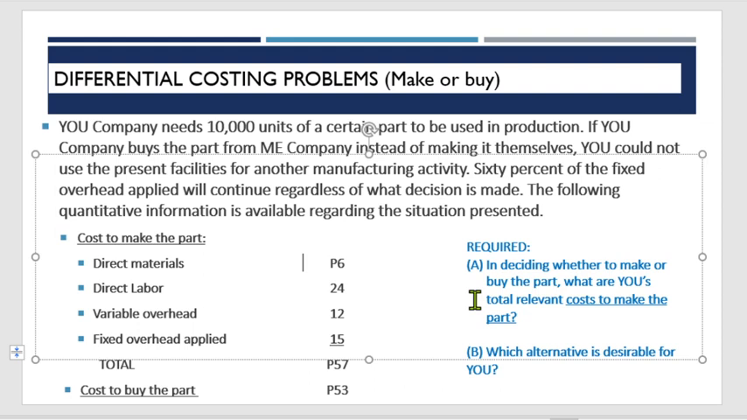Okay. Item B, which alternative is desirable for you? So, di ba we go back, sabi, kapag make or buy case, kung saan ka daw makakatipid. Kung 48 per unit ang making the part, magkano ba ang buying the part? 53. So, saan ka makakatipid? In making the part. So, the answer is, ang mas desirable for you is to make the part at 48 per unit. Okay, let's proceed.